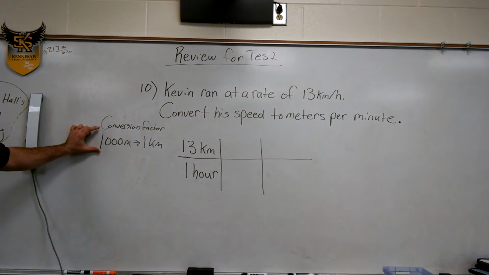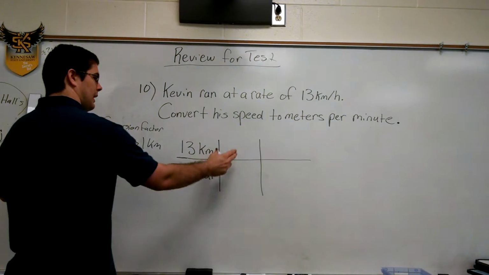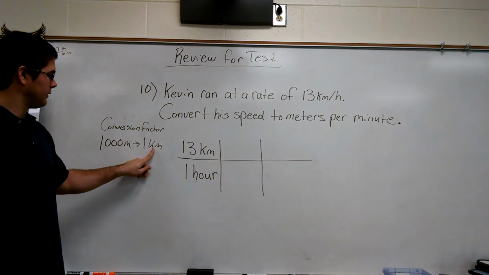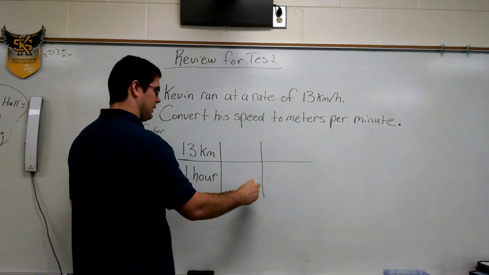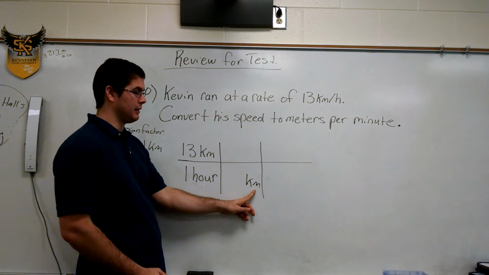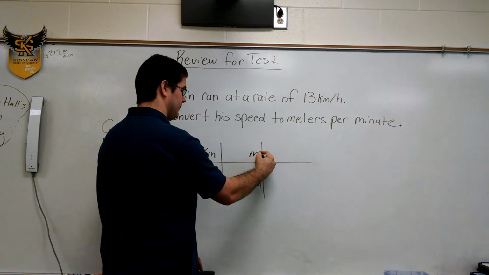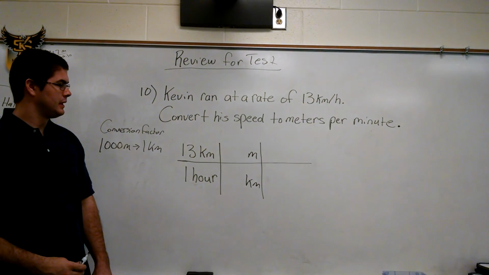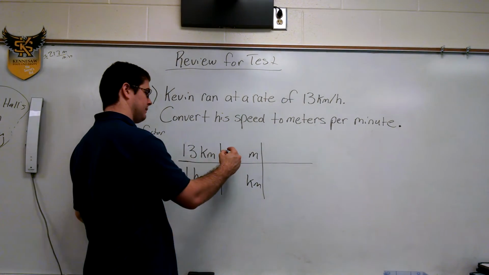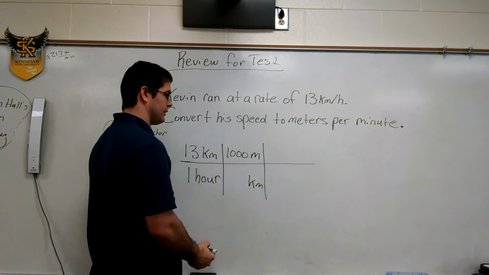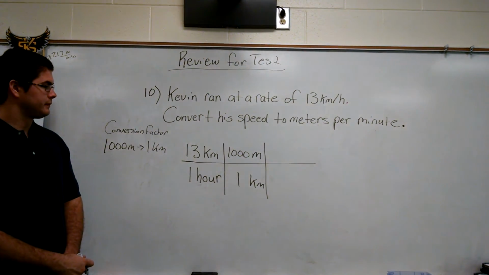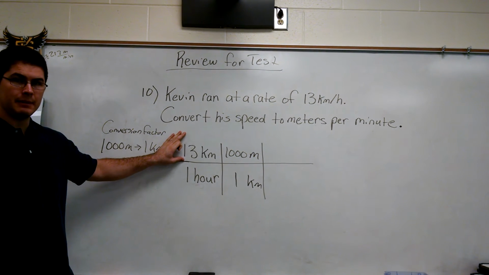So what I'm going to do is use this conversion factor and multiply what we have times that conversion factor. I want to cancel kilometers, so I know kilometers has to go on the bottom. I'm trying to cancel kilometers, and I'm trying to get to meters. Then I'm just going to plug in the numbers that correspond. So 1,000 meters is the same thing as 1 kilometer. So right now I've only dealt with the kilometers.